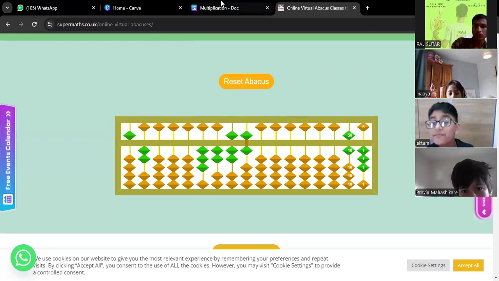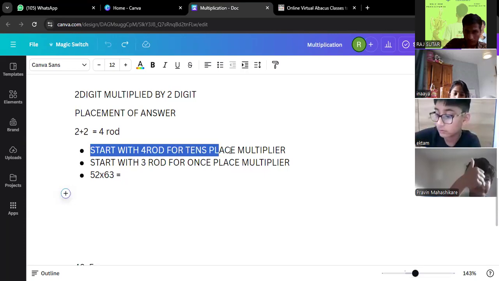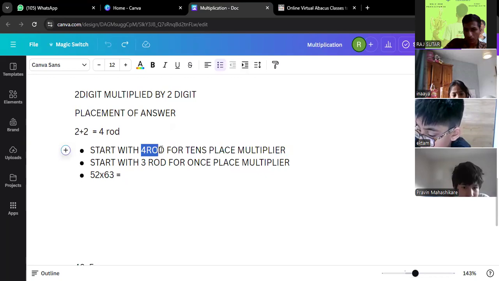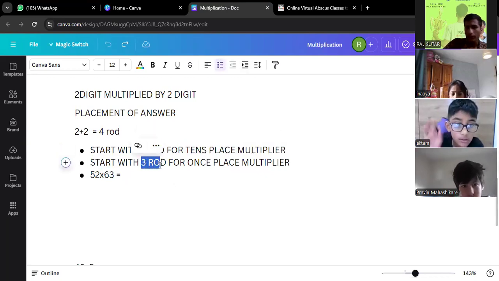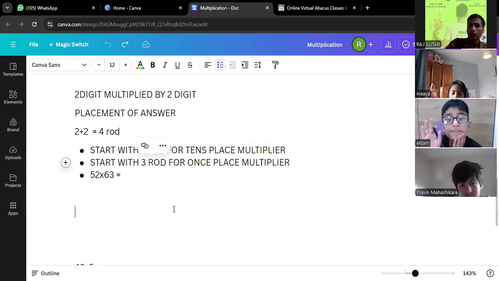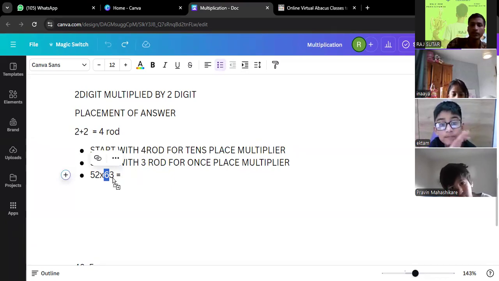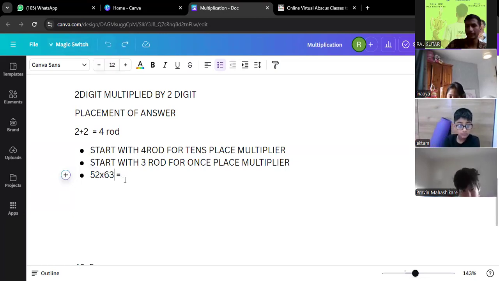Yeah. Go on, do it. So that is what is written here. For the tens place multiplier, start writing the answer from the fourth rod. And for the ones place multiplier, start writing the answer from the third rod. Getting it? Yeah. This is tens place. 6 multiplied by 5, we start writing the answer on the fourth rod, and when we multiply by 3, we start from the third rod. Getting it?